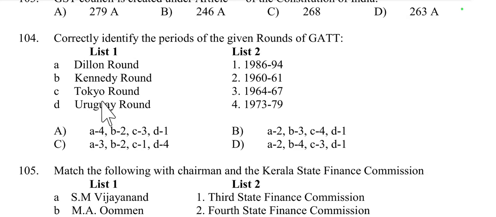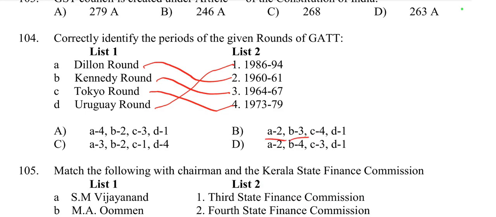Dillon round, Kennedy round, Tokyo round, Uruguay round. So Dillon round is related to 1960 to 61. Then Kennedy round, 1964 to 67. Then Tokyo round, 1973 to 79. Then Uruguay round, 1986 to 94. So A2, B3, C4, D1. Option B is right here.